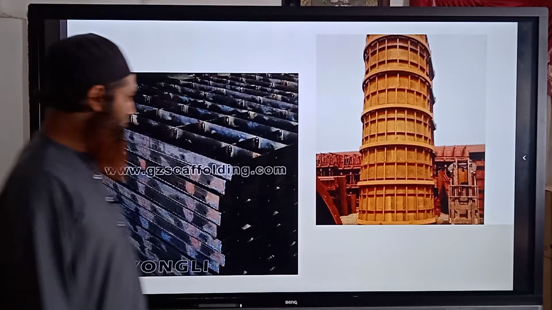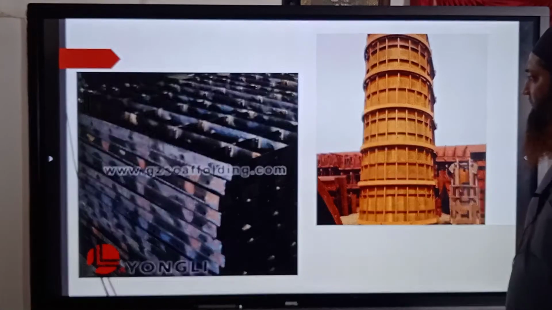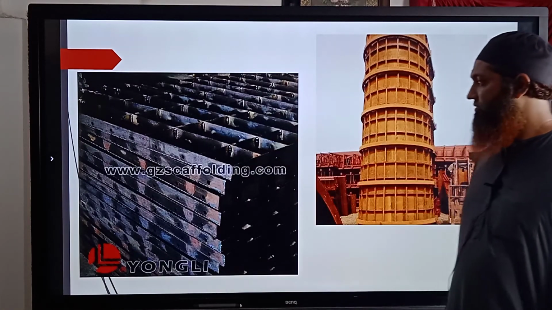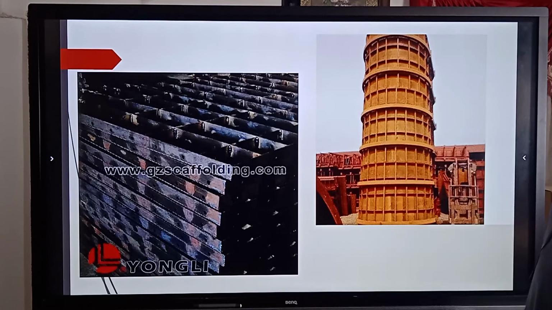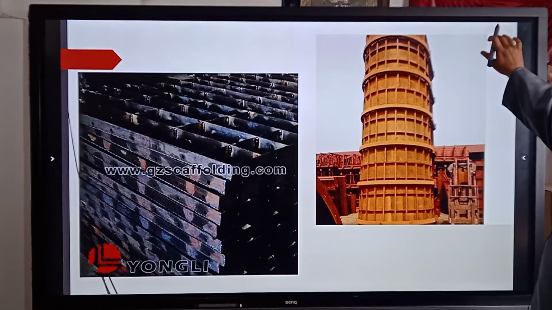You can just see here, most of the places steel formwork is only used nowadays, as we want to reduce the time consumption. You must have seen this type of formwork at most places. Here, this is a huge overhead water tank which has been coming up. At this place, this steel formwork is being cast.